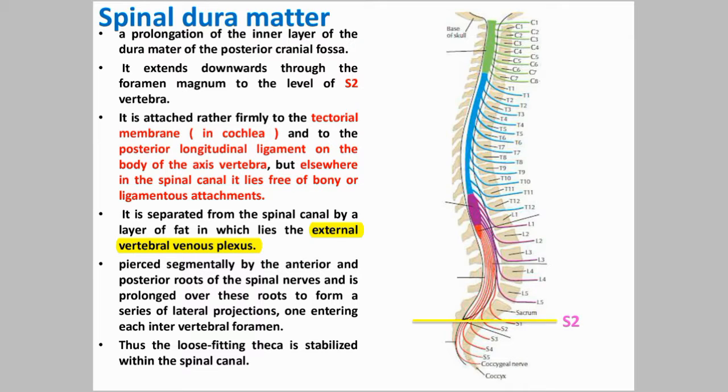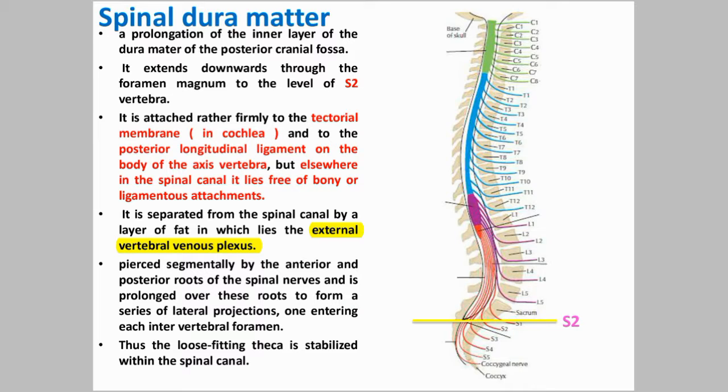So, the spinal dura mater is separated from the spinal canal by a layer of fatty tissue in which lies the external vertebral venous plexus. Knowing the location of this plexus is of high importance. So when you are asked where is the location of the external vertebral venous plexus, you say it is between the dura mater and the bony surface.